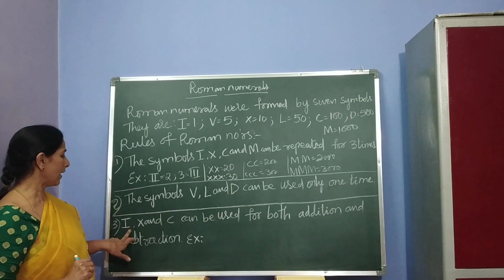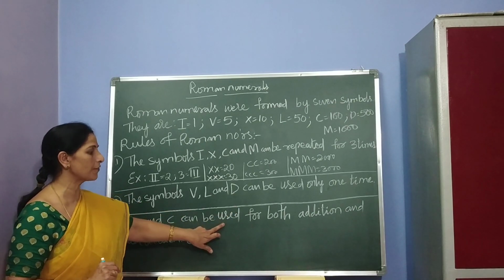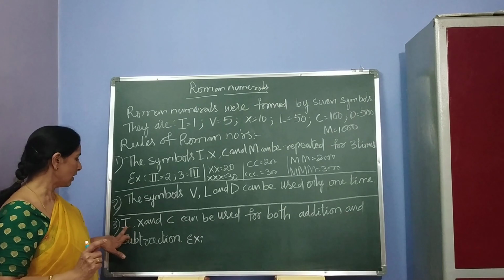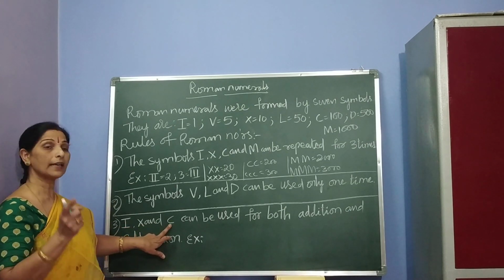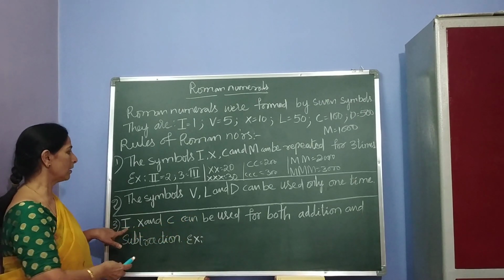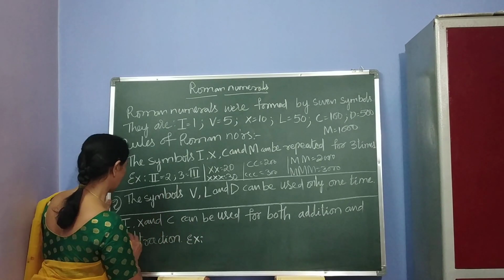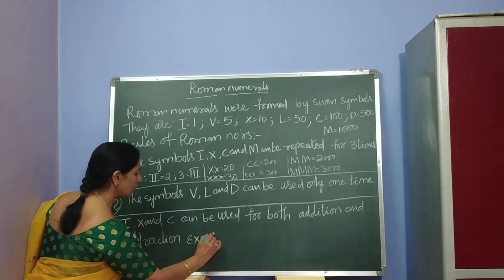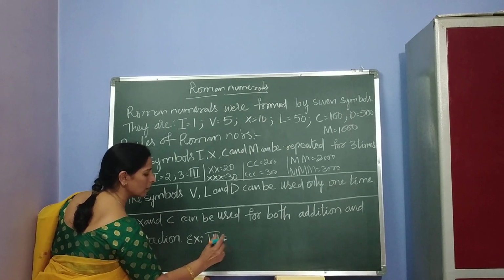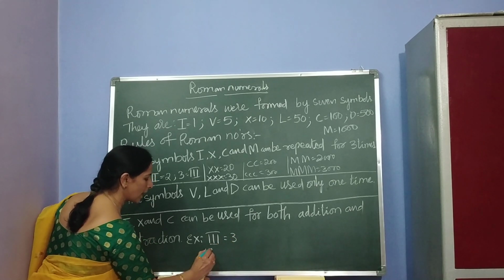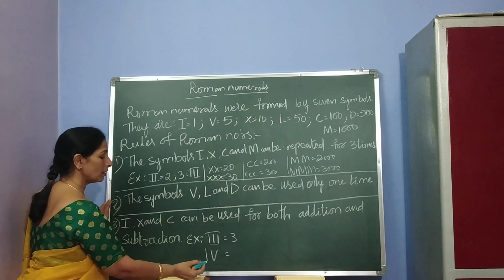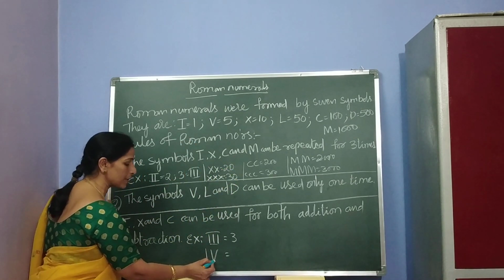Come to the next rule. I, X and C can be used for both addition and subtraction. What are those 3? I, X and C can be used for both addition and subtraction. Here, take the I example, children. I, what do we mean by that? 1 plus 1 plus 1, it gives 3. I want to write 4. IV. Just now I said that.